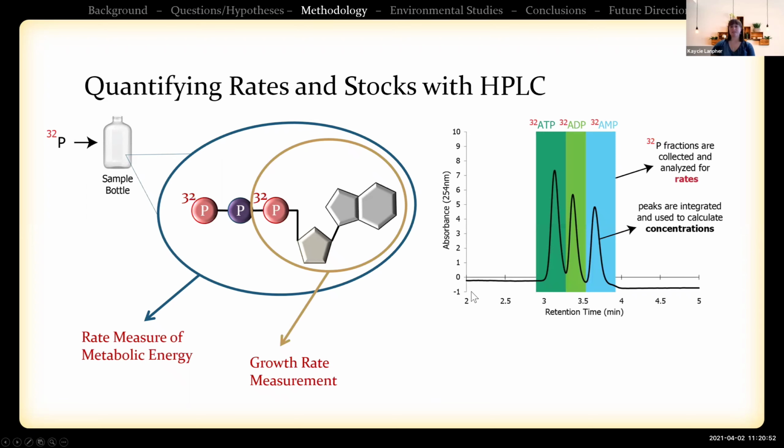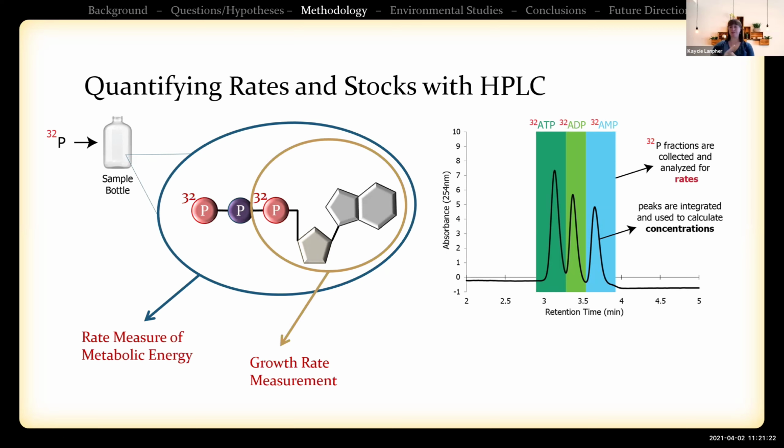So on the HPLC, what happens over time, we're detecting the absorbance from this adenine molecule. And so then we can separate out, using chromatography, ATP from ADP from AMP. So the actual peak areas of these different absorbance peaks tells us the concentration. And then we have a fraction collector at the end of our instrument.